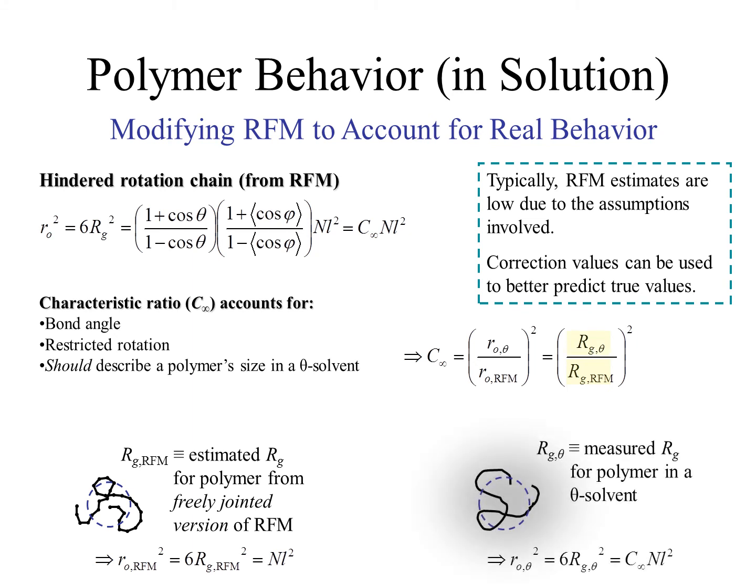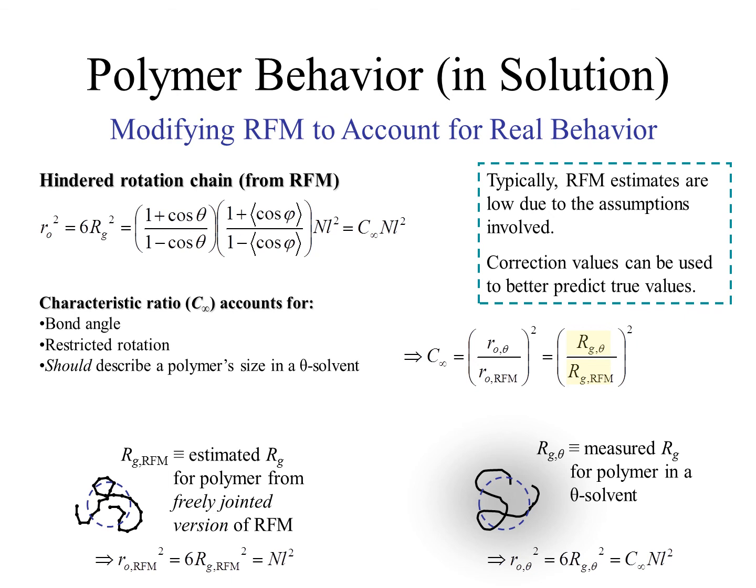Then, the actual radius of gyration of the polymer sample must be determined in a theta solvent. This is given the variable r sub g, theta, to distinguish it from the hypothetical r sub g we just estimated. Now, this radius of gyration has the characteristic ratio included in it. Thus, looking back at the highlighted portion of the equation, we simply take the ratio of the actual random coil, r sub g theta, and the hypothetical random coil, r sub g rfm, and square it to get our characteristic ratio. Now we can use this characteristic ratio for any molecular weight sample of this same polymer type.